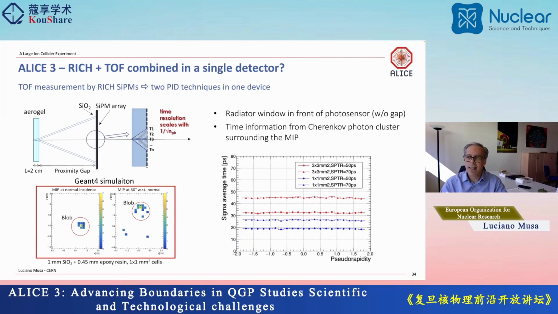And so with this technique, we can measure the Cherenkov ring, but also we can measure the time resolution of the minimum ionizing particle crossing the photon detector.